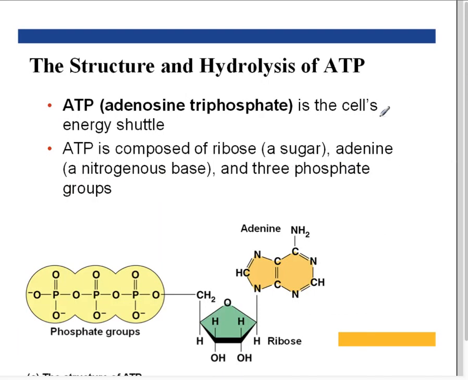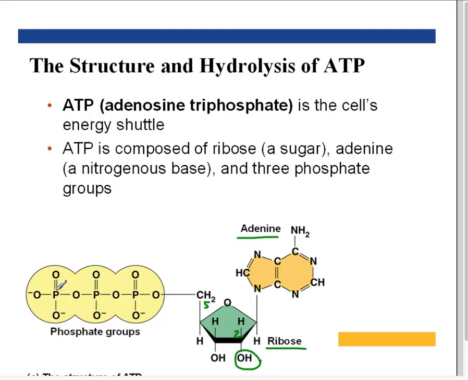ATP, also known as adenosine triphosphate, is the cell's energy shuttle. When you look at the structure of it, it looks very much like a nucleotide. It consists of a nitrogen base, adenine. It consists of a ribose sugar. Note the presence of the hydroxyl group here on carbon number 2, which makes it more like RNA than DNA. And then attached on the 5 carbon are 3 phosphate groups.